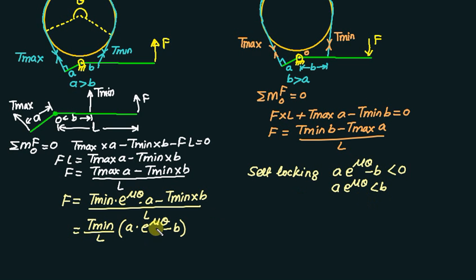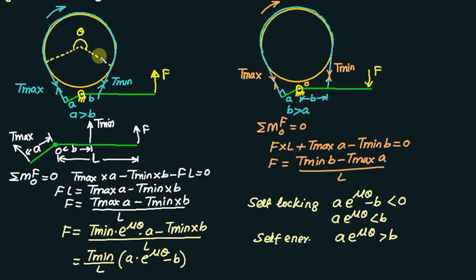And whenever this value is positive, in that case the F will act opposite, and this value, that is T minimum times B, is always subtracted from this value. That is called the self-energizing condition. So for self-energizing, A into e to the power mu theta must be greater than B.